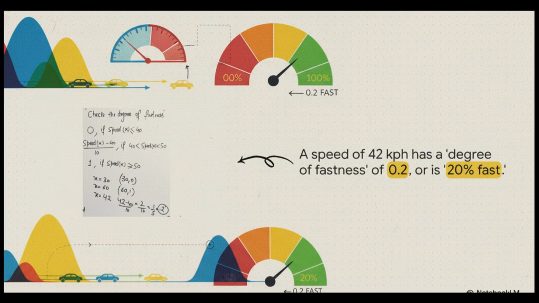And there's our answer. At 42 kilometers per hour, the car isn't just not fast. It has a degree of fastness of 0.2. It's a little bit fast. You could even think of it as being 20% fast. See? When you break it down, it's not so complicated after all.